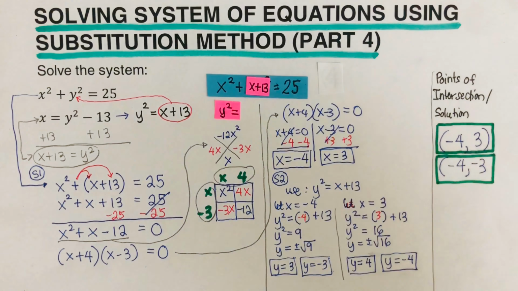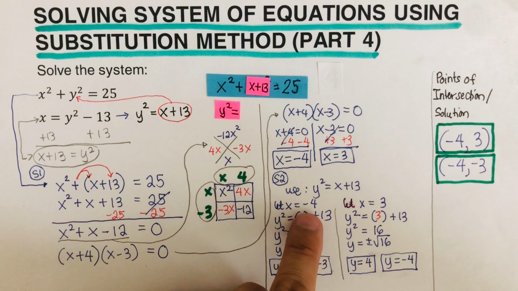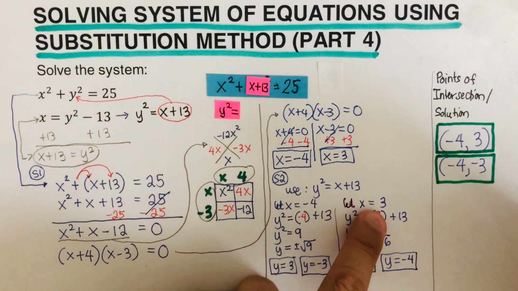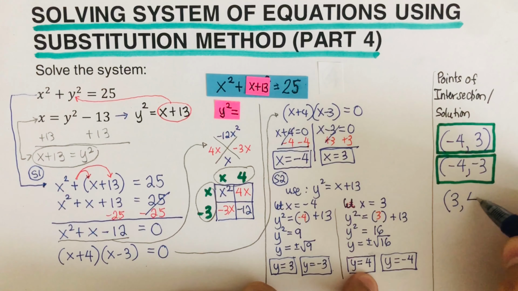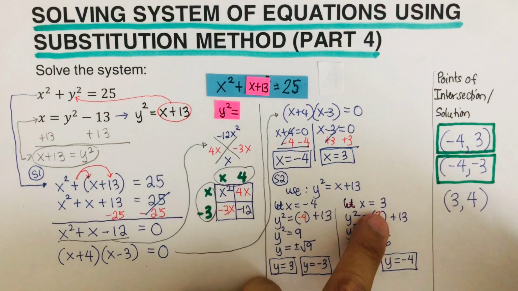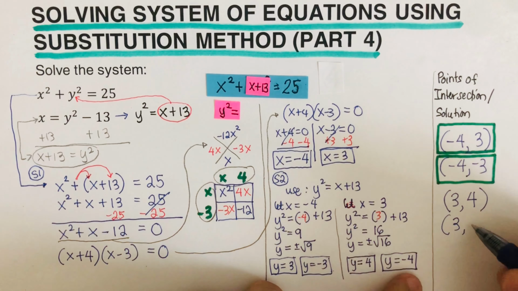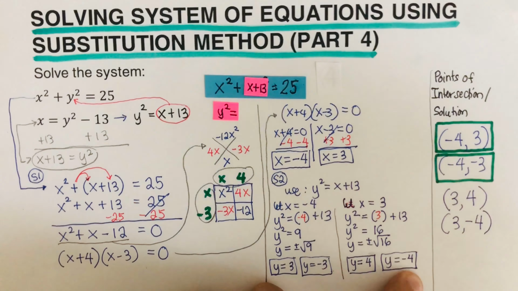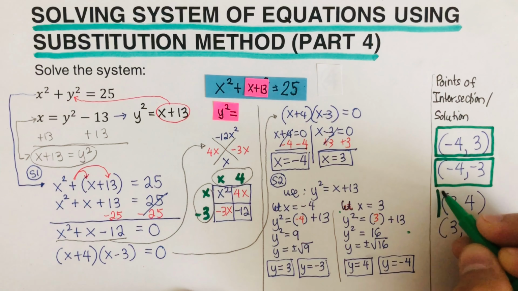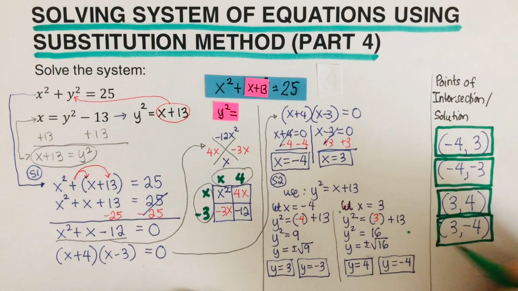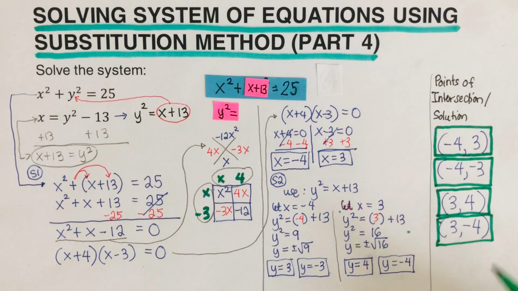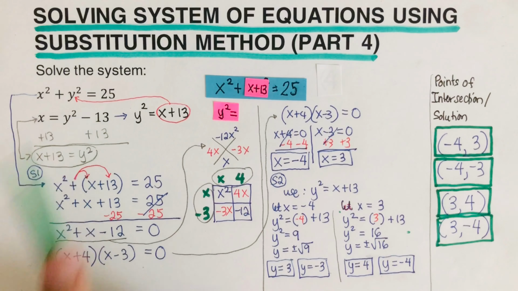So then we can go ahead and write the next point of intersection. So when x is 3, so I'm going to write 3. There are two values of y. We have 4. And then if x is 3, the other value for y is negative 4. We actually have 4 points of intersection or 4 solutions to this system. This means that these are the 4 points where these two graphs are touching each other, or these are the values of x and y that would make these equations true.